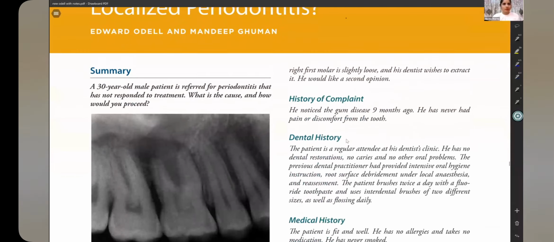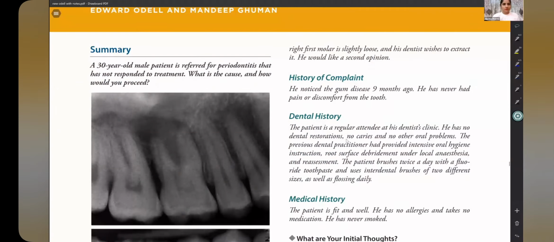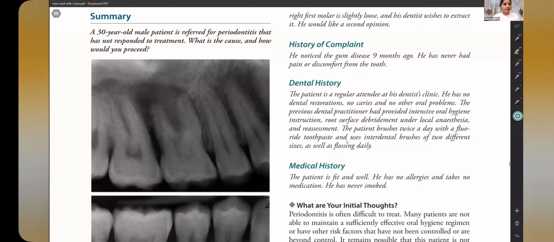So we begin with case number 52 now, which is localized periodontitis. So it's about a 30-year-old male who's referred for periodontitis that has not responded to treatment. What is the cause and how would you proceed?